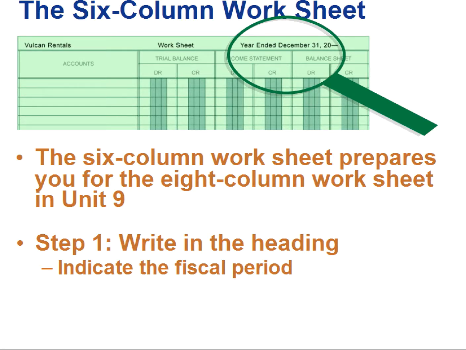In this clip, we're going to go over how you create a 6-column worksheet. Okay. Step 1, write in the heading. Now basically the heading is just the date and it goes right at the top of the worksheet.